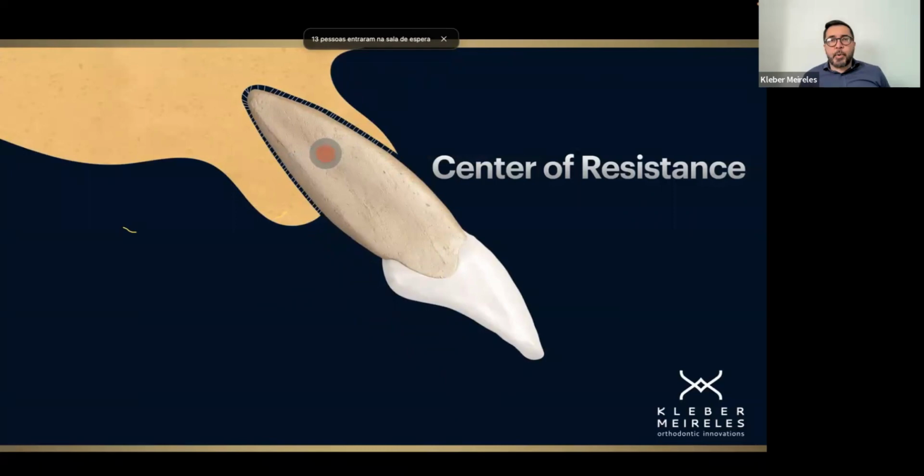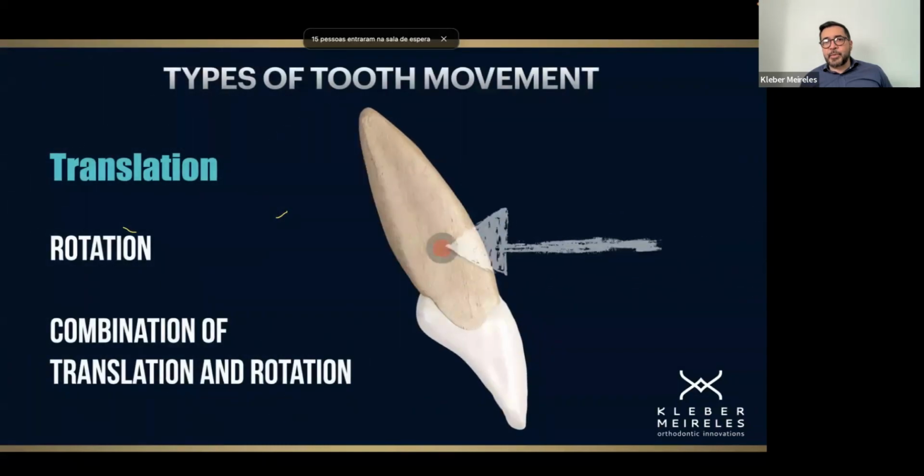Another important aspect here: if we are applying the force in a more inclined or less inclined tooth, depending on the line of action of the force that we're generating, if it is just vertical or oblique, we are also changing the relationship between the movement that we are trying to have and the actual movement that we are having. Because everything is related to the line of action of the force and its relation to the center of resistance, okay?